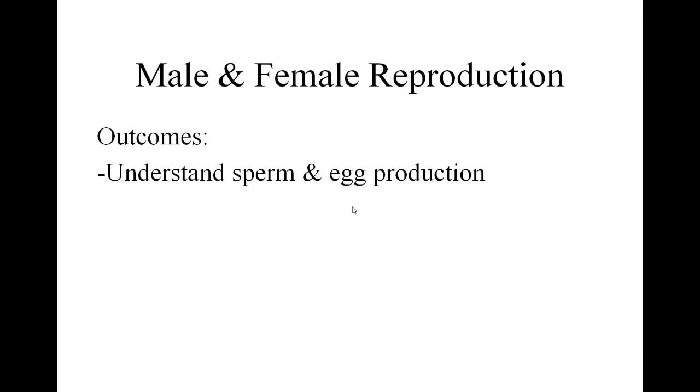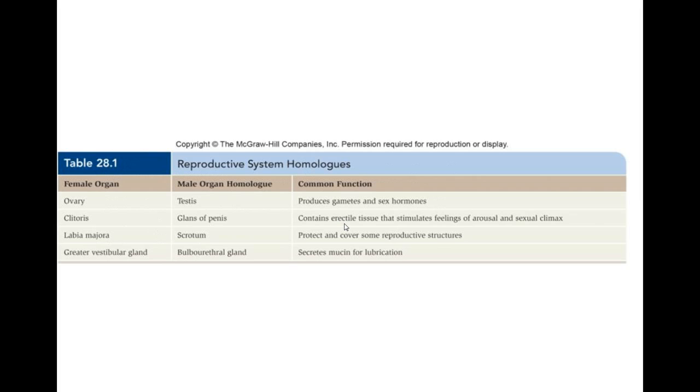Okay, so we're making a video on male reproduction. So let's hit the high points here. If you were in lecture last week, you already heard about this, but we'll talk about it a little bit more. In the reproductive system, there are parts that are homologs. Homologs means they're arising from the same structure, from the same tissue. You can look over this chart and see the homologous organs.